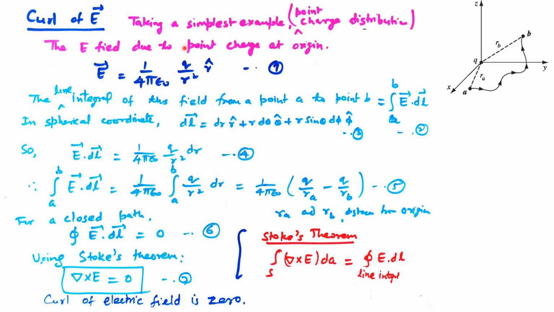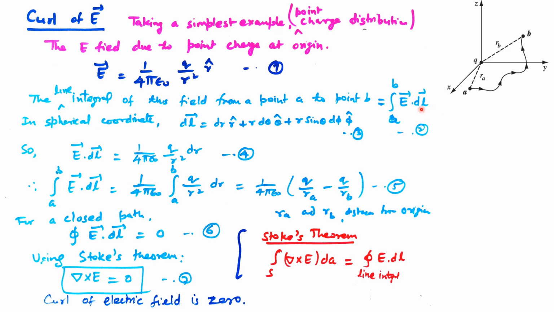And now we will find the curl of E. Suppose we take the simplest example. A point charge is there and the electric field due to the point charge is 1 upon 4 pi epsilon naught q by r square in r cap direction, and the line integral of this field from a point A to B. If we see in this figure, we have point A and point B, and the path is going like this. So the line integral of this field will be E dot dl, and the path is from A to B.